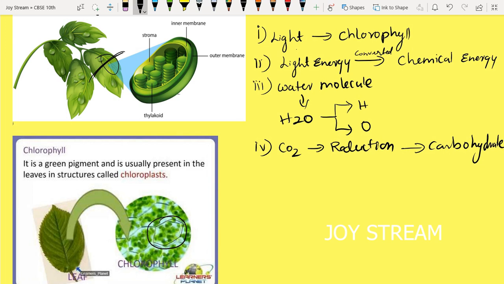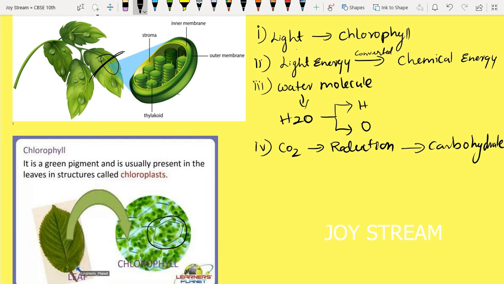Now, this is the detailed process of photosynthesis. First, the chlorophyll is absorbing the light. Then, the light energy is converted into chemical energy. Later, the taken water molecule is split into hydrogen and oxygen. Later, the carbon dioxide which is absorbed by the stomata, the reduction takes place and carbohydrate is formed.